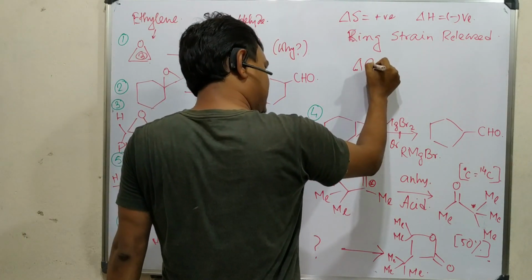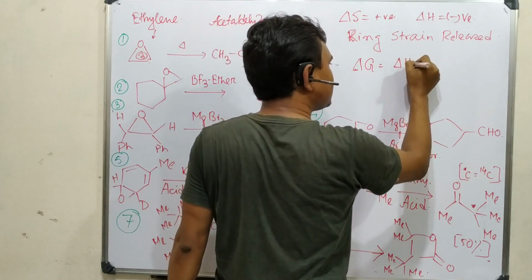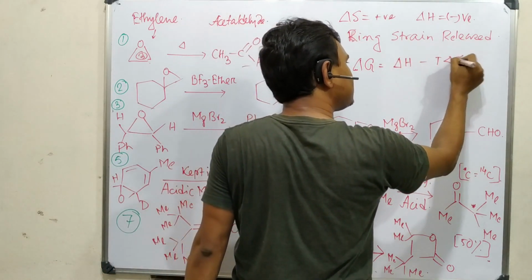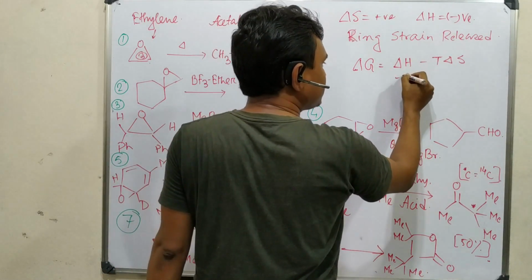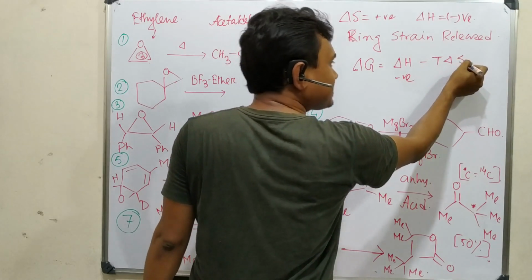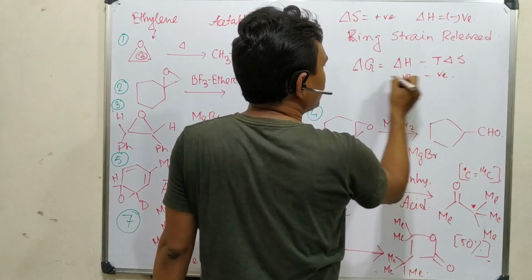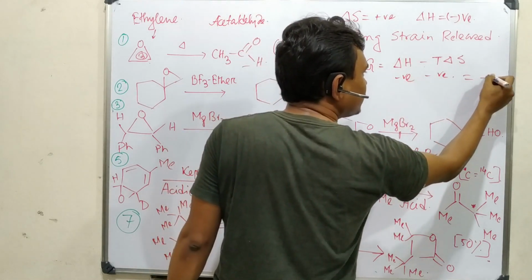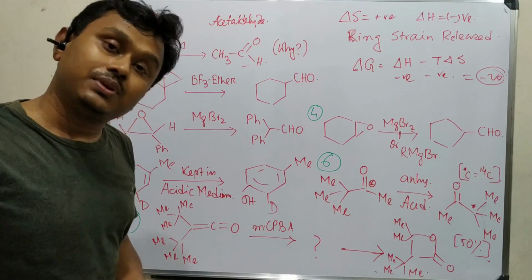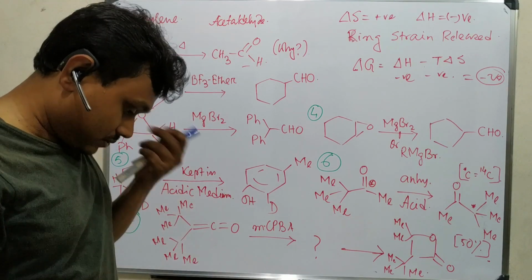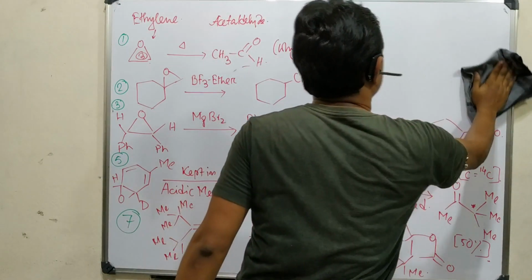If we carefully analyze these factors, delta G, which is the free energy change for a reaction, is delta H minus T delta S. This is the Gibbs free energy equation. Here delta H is negative, delta S is positive, but due to the minus sign, this is also even more negative. So overall delta G is negative. That is the reason this reaction happens spontaneously. This is the actual explanation for the spontaneity of this reaction.